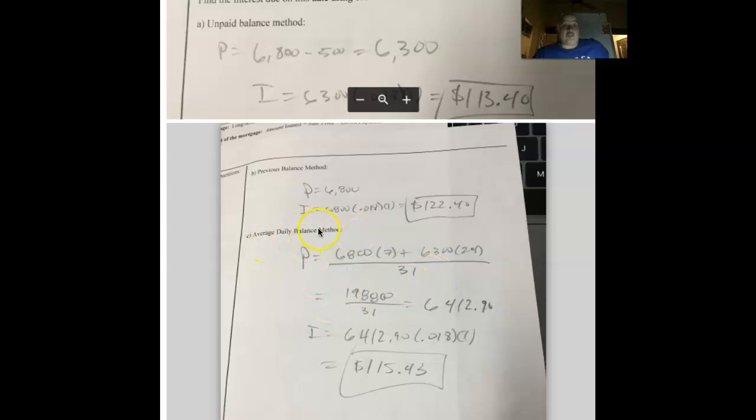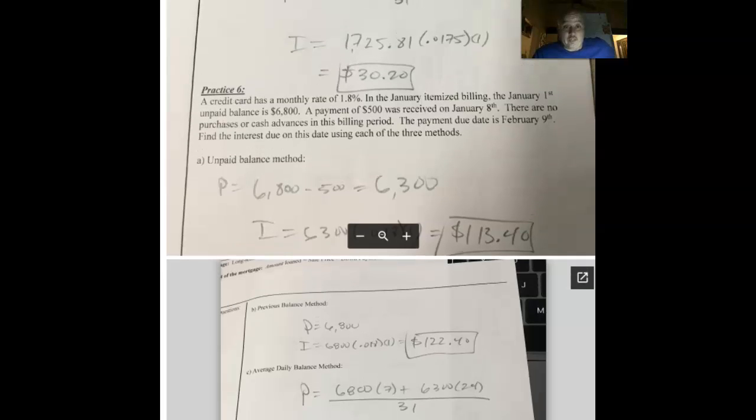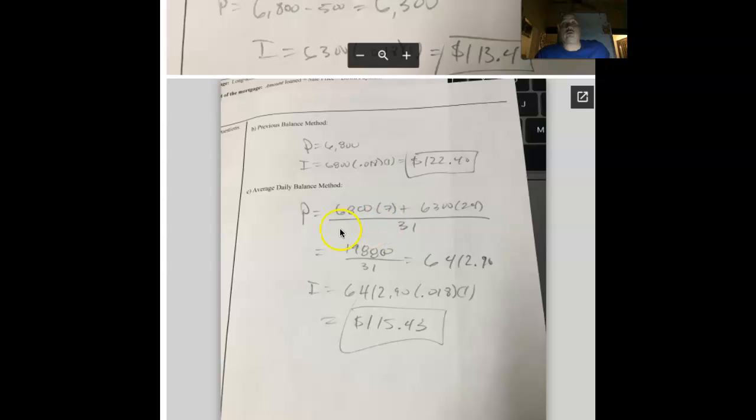And then the average daily balance method, if you look, you'll find that the balance was $6,800 for 7 days, and then $6,300 for 24 days. So this one is another one that uses a month with 31 days, or wait a second. Yeah, a month with 31 days. January again. So depending on the month, these totals could vary, but this one uses the exact same stuff.